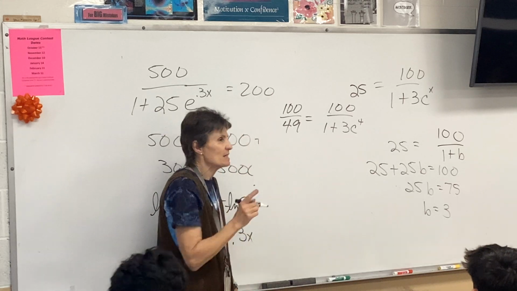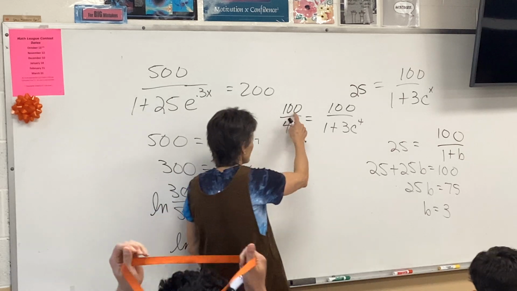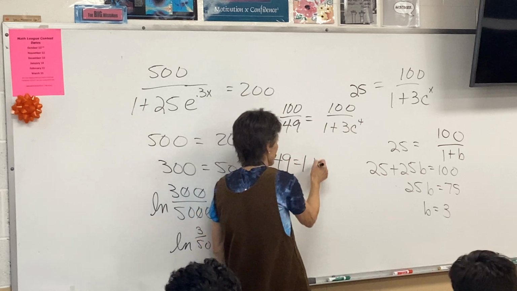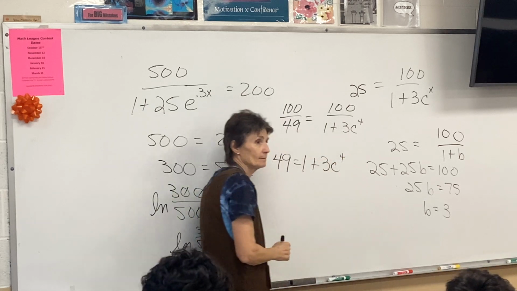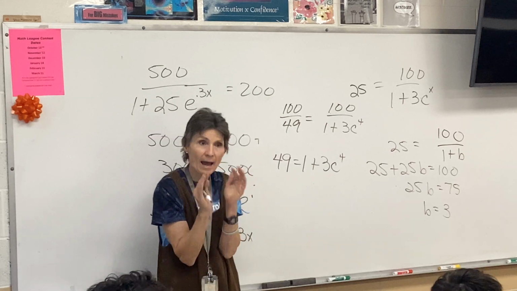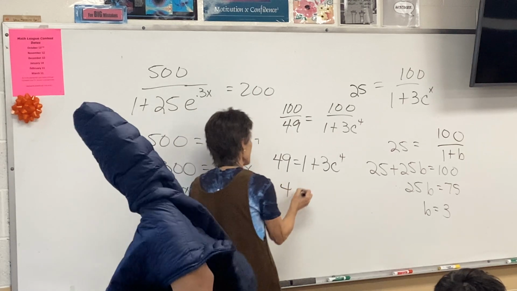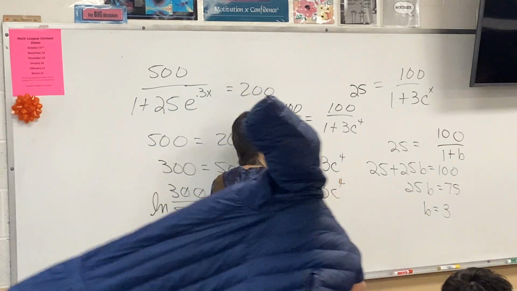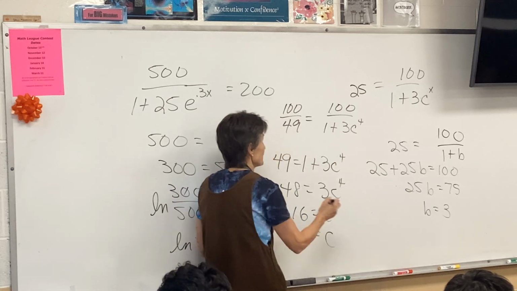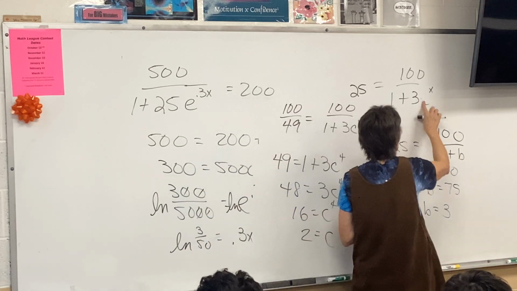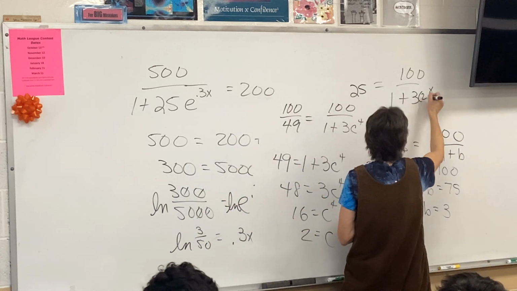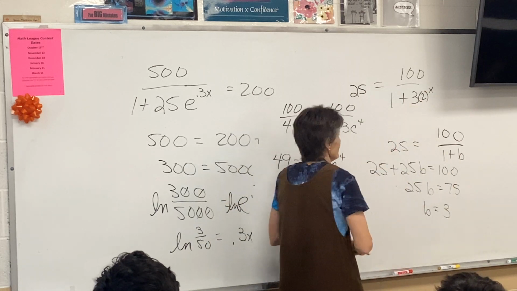Now this is even easier than usual. See how those are both 100? Doesn't that mean 149 has to be 1 plus 3c to the 4th? Now, you can't do that unless they're the same thing, and they happen to be the same. So 48 equals 3c to the 4th, 16 equals c to the 4th, and c is 2. What if they were different? Then it would cross multiply. And there's your equation.